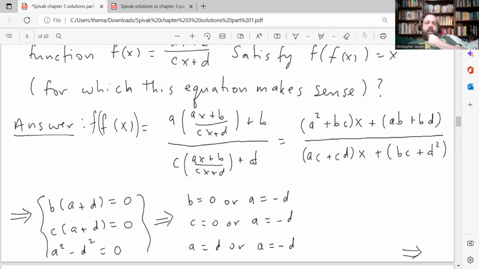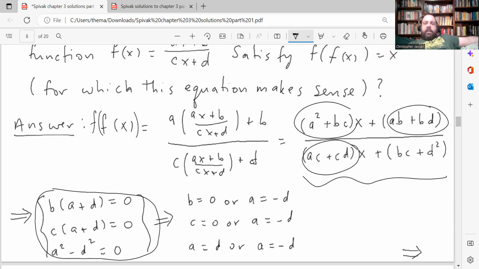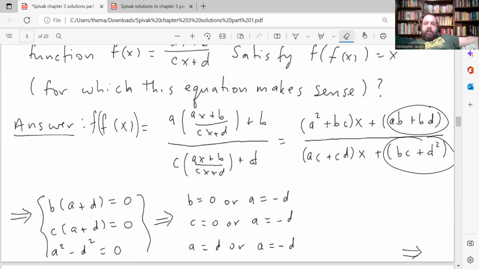So if you take f evaluated at f(x), you get this complex fraction, and then when you simplify, you get this rational expression here. And if you want that to be equal to x, then you get some conditions on the variables, which gives you this system of equations. For example, you would need this to be 0, you would need this to be 0, and you would need this to be equal to this. And if you use those conditions, you get the system of equations that I have written here.